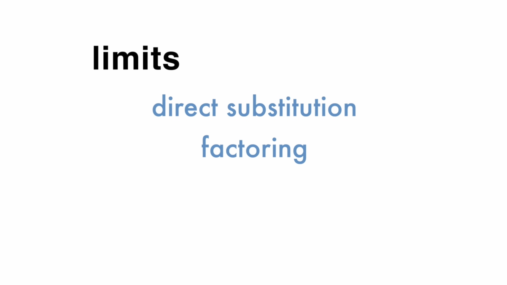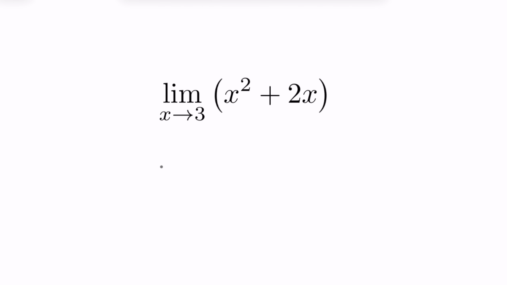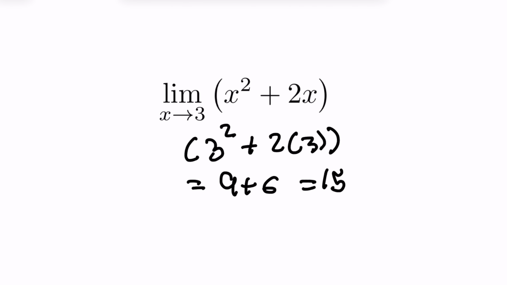On the exam, limits will show up in 3 different ways: direct substitution, factoring, and one-sided limits. Direct substitution is the easiest. You just plug in the value. Like if you have the limit as x approaches 3 of x squared plus 2x, you just plug in 3, which gets you 9 plus 6, or 15.